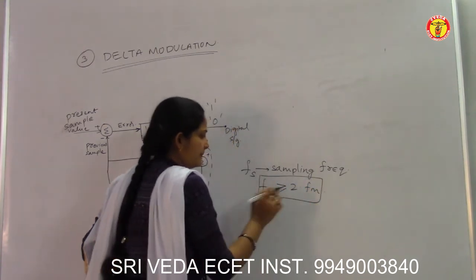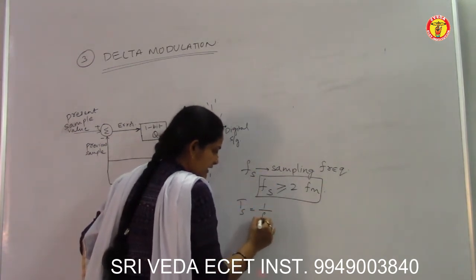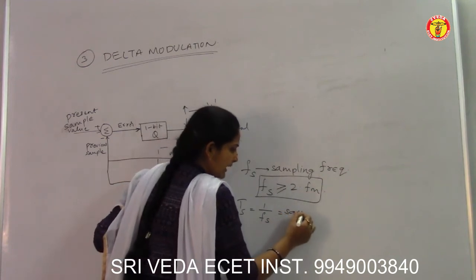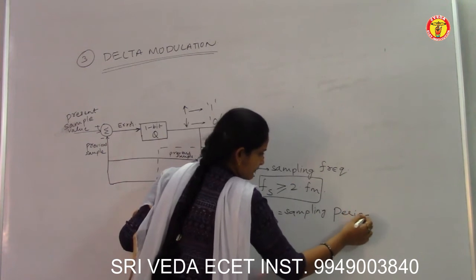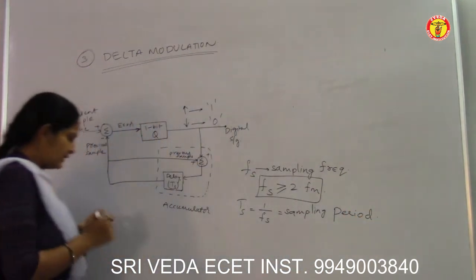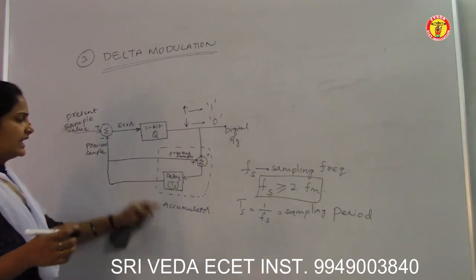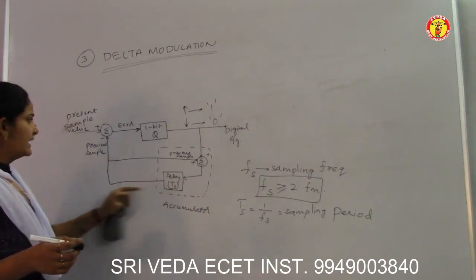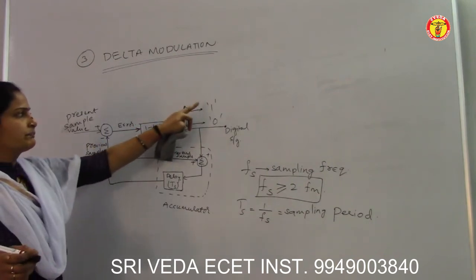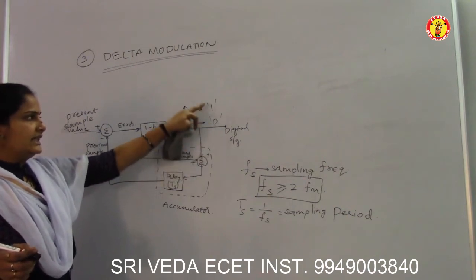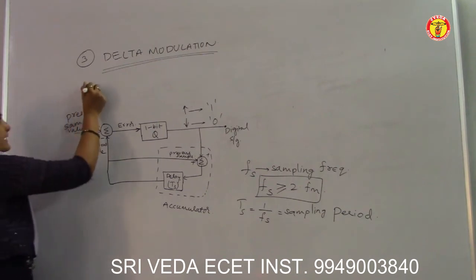So this is my Fm, the signal frequency, and Ts is 1 by Fs, which is my sampling period. The previous sample value is delayed by the amount of Ts, and next it is counted again. Again a one-bit digital signal is generated, either 1 or 0. This is at the generation side.